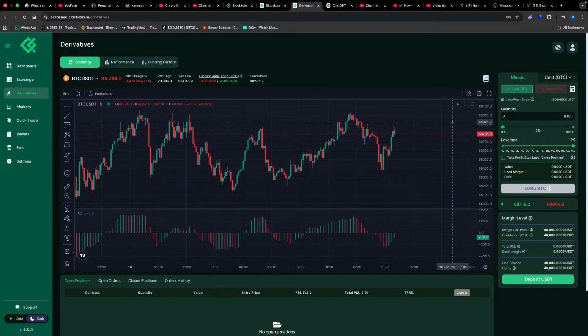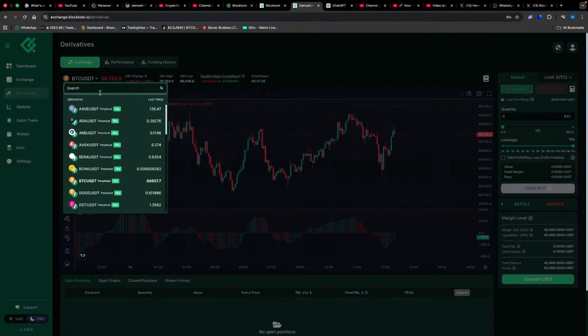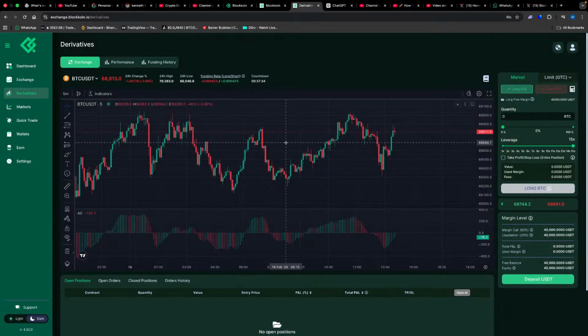So step 2, understanding the chart. Right here you can see our chart. It's directly from TradingView, as you can see. In your top left, actually here first, you have your pairs. These are all the pairs that you can find on the exchange. Just for today's example, we'll be looking at BTC USDT.